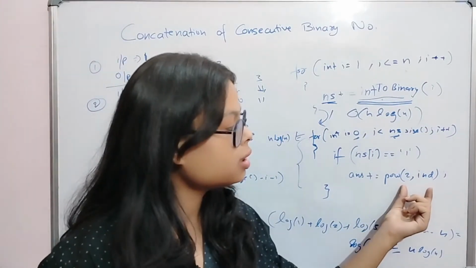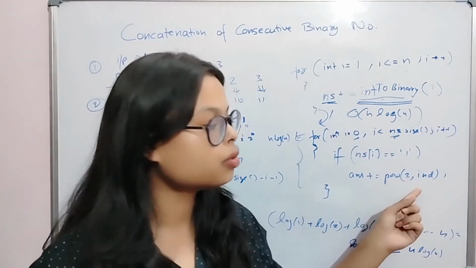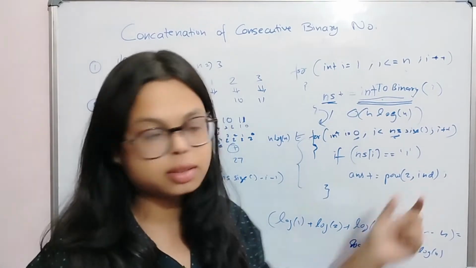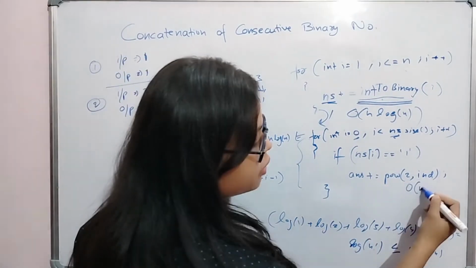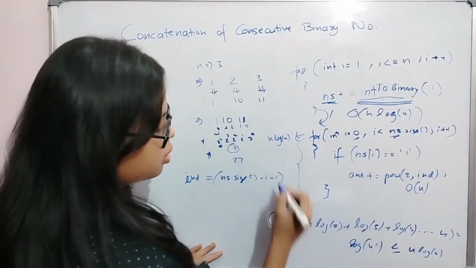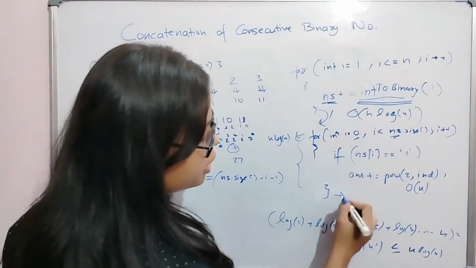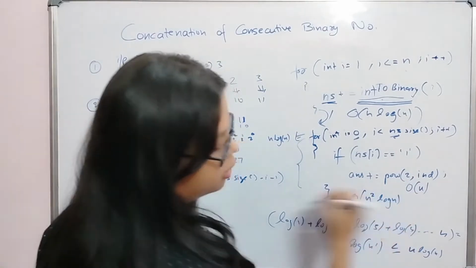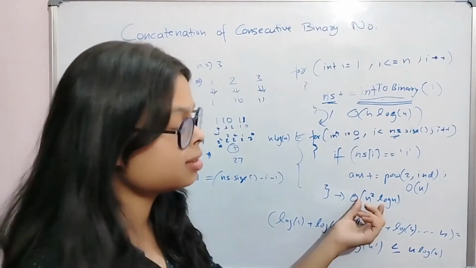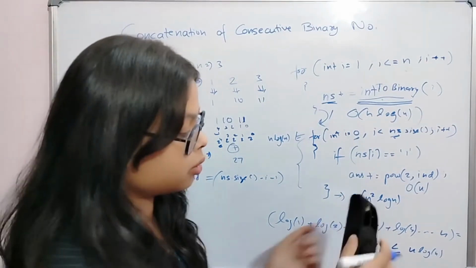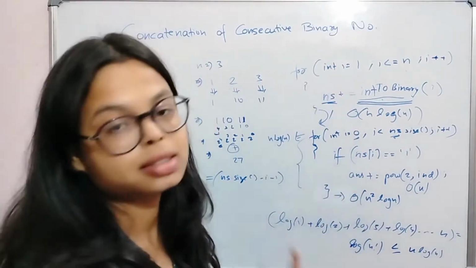So this power calculation will take, again in the worst case, what? It will take O of n, right? So this power will take O of n. So in total, this whole function has a time complexity of O of n square log n, right? And this is not something we require right now. So how do we optimize this code?